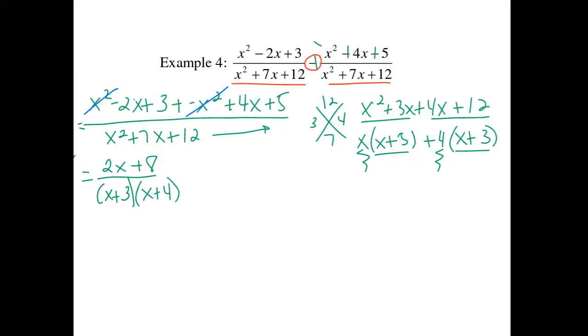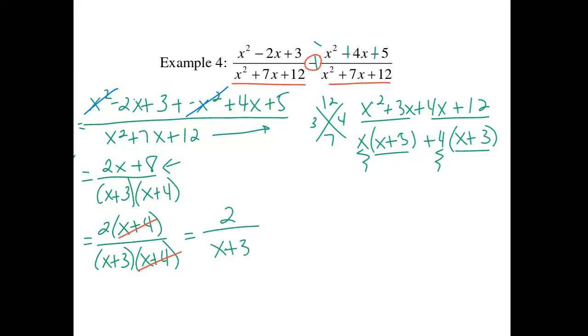Now we have to do one more thing before we can actually see if anything cancels, and that's deal with this numerator. 2x plus 8 has a GCF. So we can take out the 2. That'll leave us with, there it is, x plus 4, which does cancel with the x plus 4 that we found in the denominator. So we can cross those off. And our final answer here is simply 2 over x plus 3.